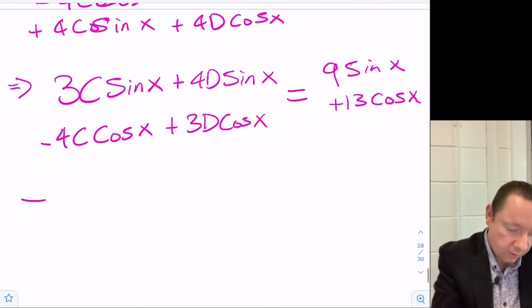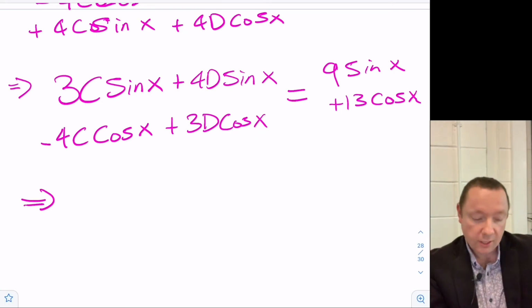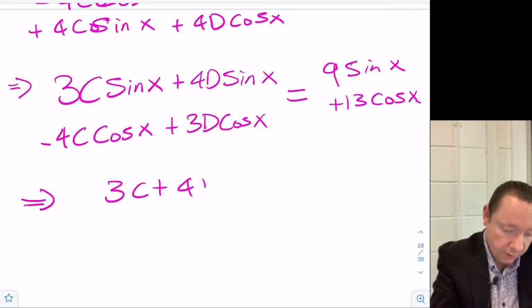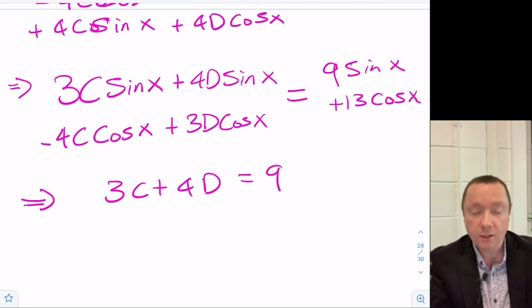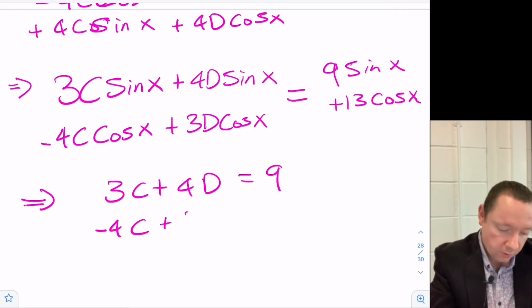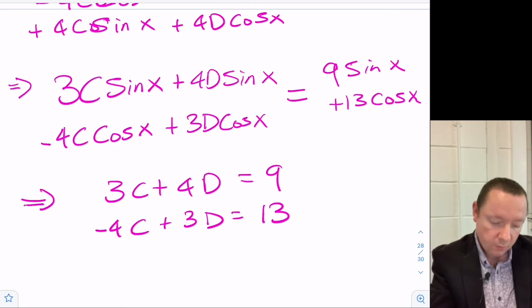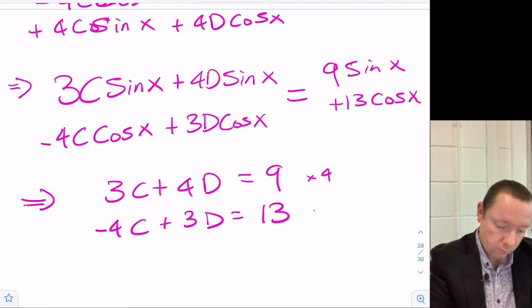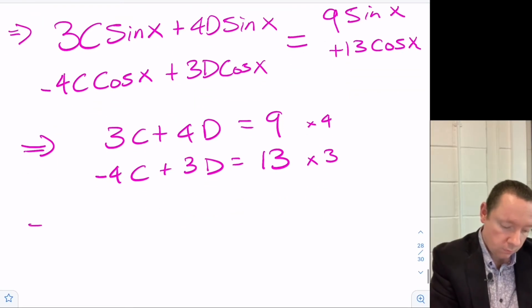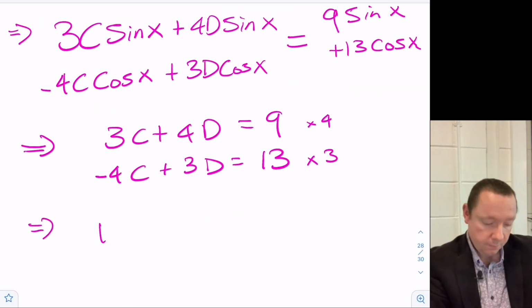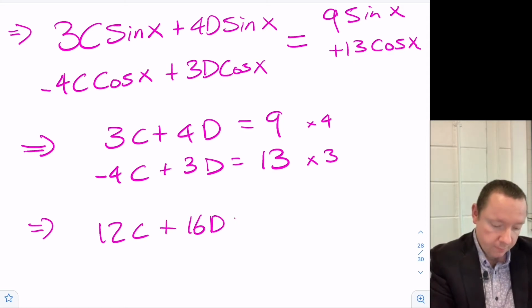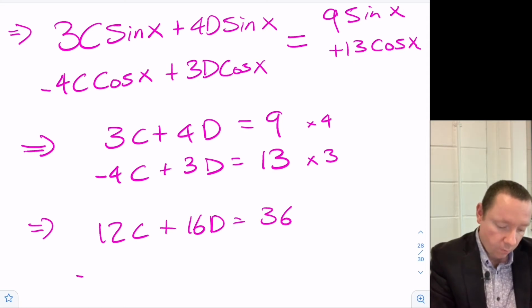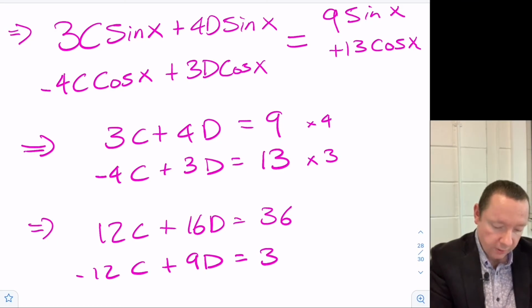So you can clearly see here then, because we'll separate it out sin and cos, 3c plus 4d must equal 9. And our second equation, minus 4c plus 3d equals 13. So we've got simultaneous equations to solve. So I'll times the top by 4 and the bottom by 3. So we've got 12c plus 16d equals 36. And we've got minus 12c plus 9d equals 39.